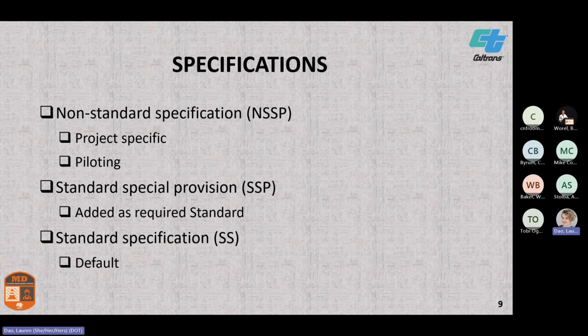And if we are a little confident and it is only required at certain times, on certain projects or for certain locations, then we make an SSP, a special provision, that could be added to the standard. And if we are confident it works, everybody is happy and it works perfectly, there will be no issue, only then does it go to the standard specification, which by default will be the standard for all projects.